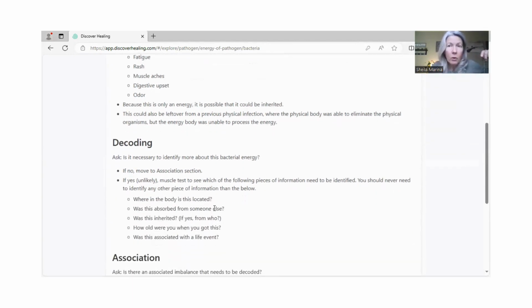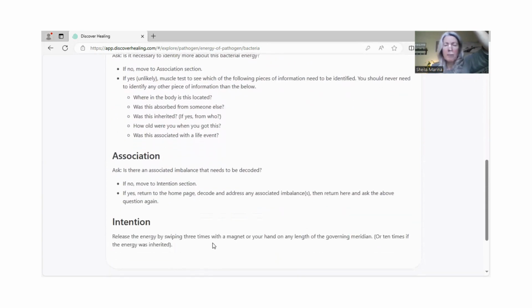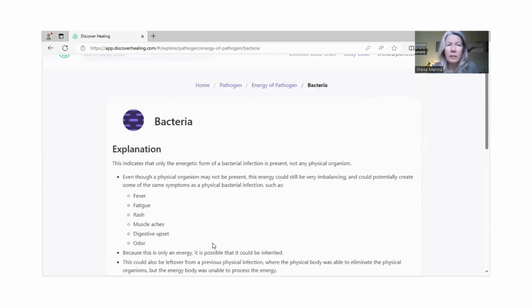No. Okay. Or it could very well be that he had a physical bacteria infection, but although the physical infection is gone, the energy of the bacteria is still resonating within the body. So, do we need to know more about this bacterial energy? No. And is there any associated imbalance with this bacterial energy? No. And are we able to reset and realign? Yes. So we're going to go ahead now. We're going to release this bacterial energy from Gus.